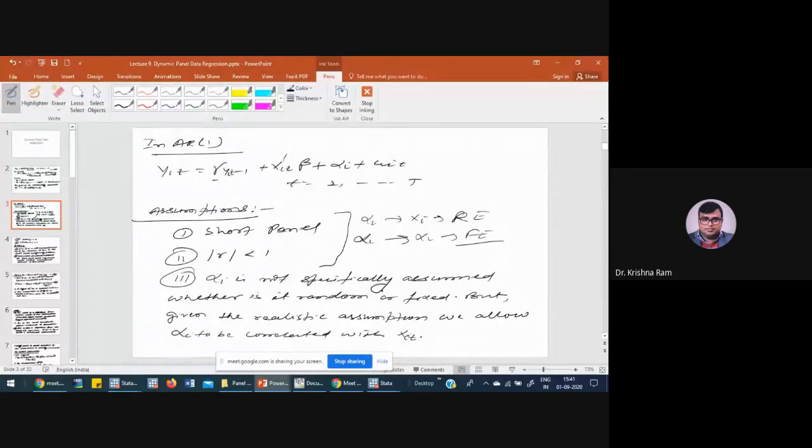Okay. And there we assume alpha_i is a random variable, which is time invariant and remains constant over a period of time. That kind of specific assumption, whether it is a random or a fixed variable, we do not make in the dynamic case.